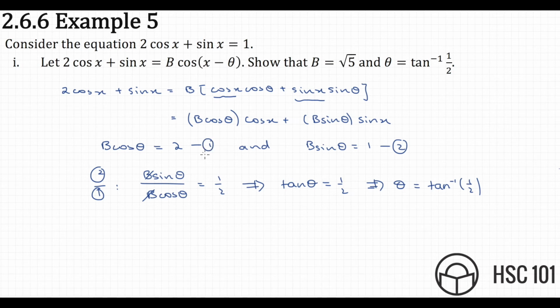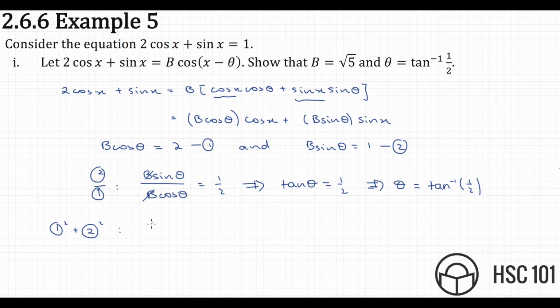Now if I want to find the value of b, I'm going to start by taking equation 1 squared, equation 2 squared, and then adding the two expressions together, because cosine squared plus sine squared on the left is going to turn into 1. That effectively eliminates theta. So equation 1 squared plus equation 2 squared.